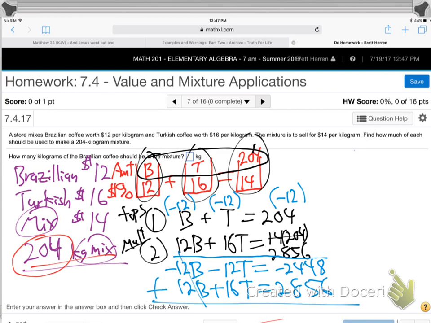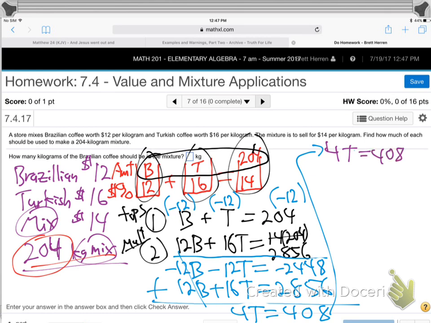Add them up, the b's cancel. Get 4t there. Clean that up a little bit. Get 4t equals 408. So bring it up here. So I've got 4t equals 408, divided by 4. T equals 102. 102 pounds of the Turkish coffee. Kilograms, I guess it is.